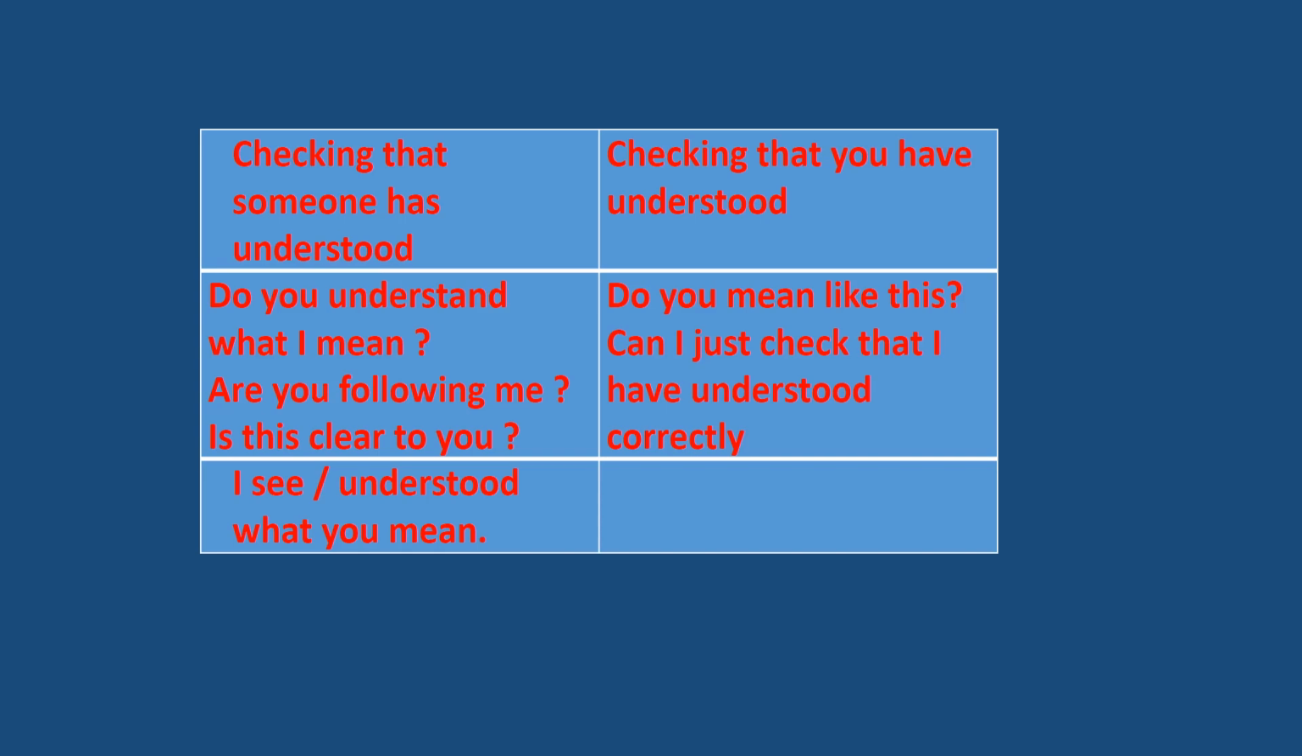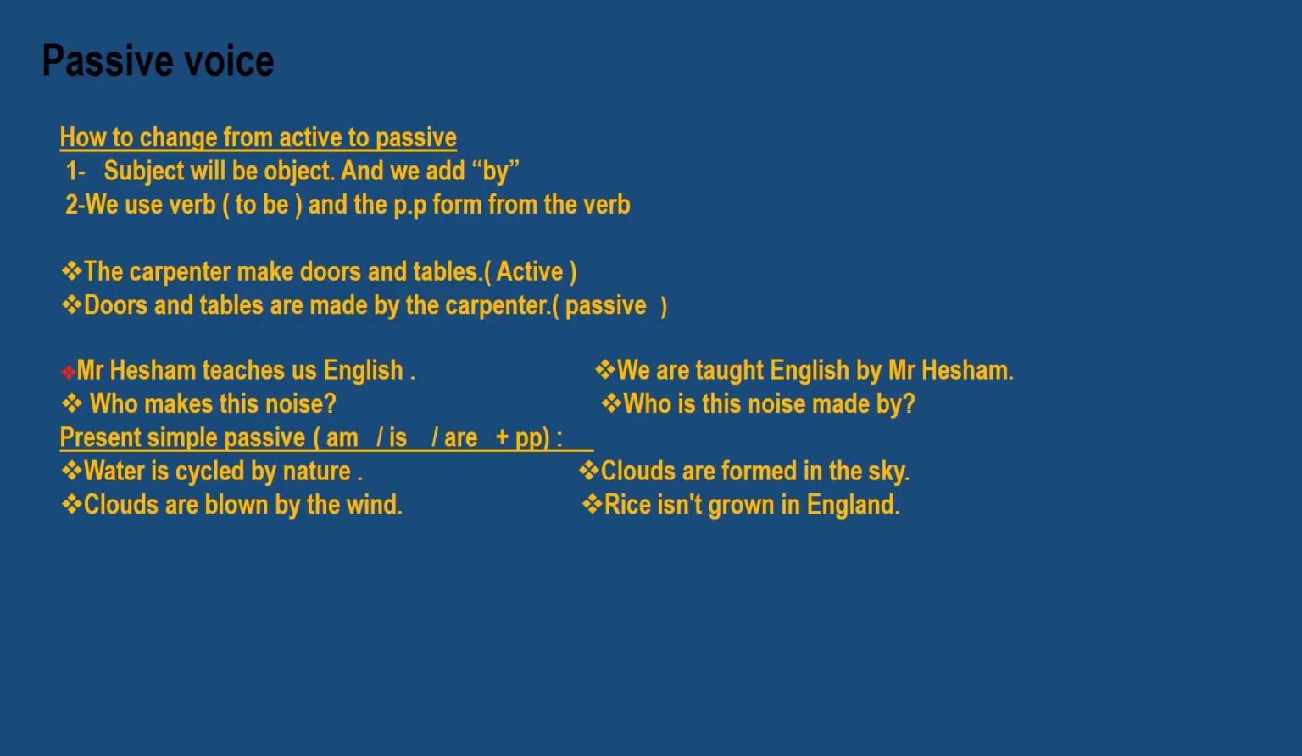Hi, Prep 2. How can we form a passive question in the past simple? It's so easy. First of all, we change to the passive form by adding the verb to be in the tense of the sentence, and then we can complete the change from active into passive. The carpenter makes doors and tables. Doors and tables are made by the carpenter. This is the passive form.